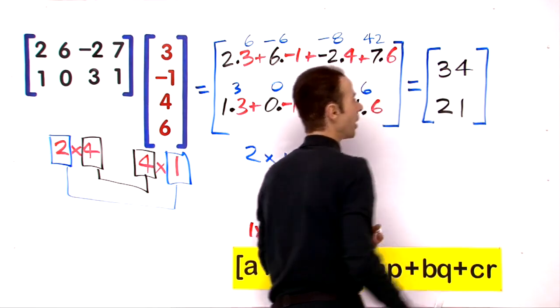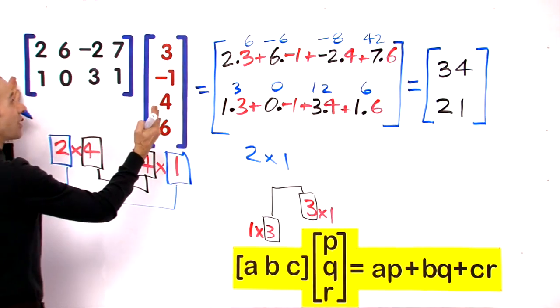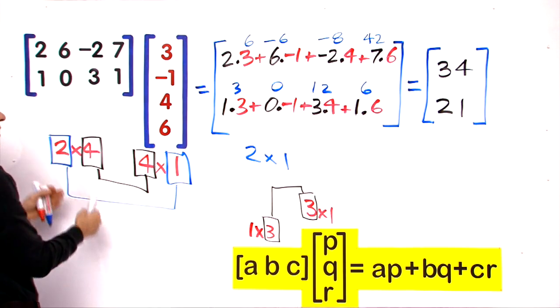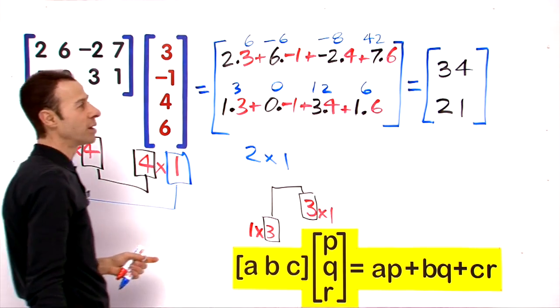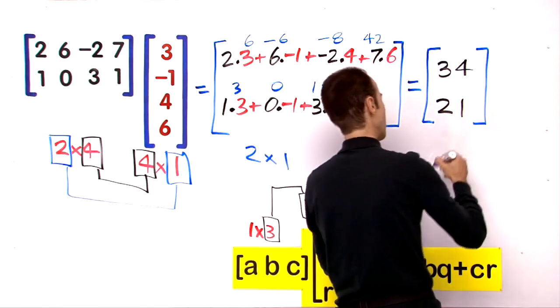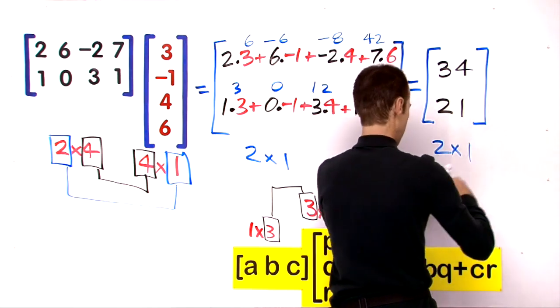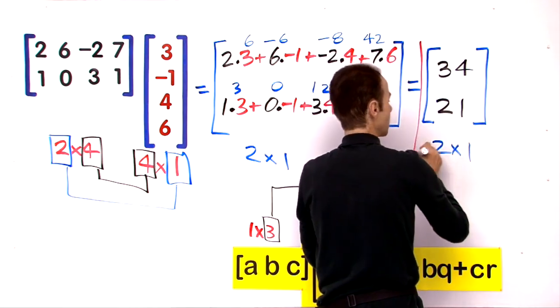So when we multiply these two matrices together, they are compatible. A 2 by 4 multiplied by a 4 by 1 is going to give us a matrix that is a 2 by 1. And that is our answer.